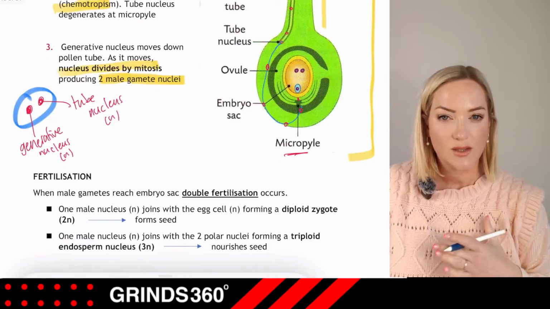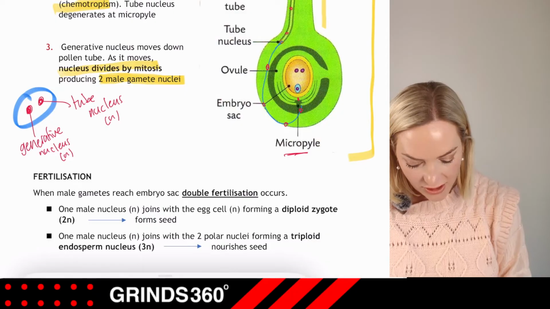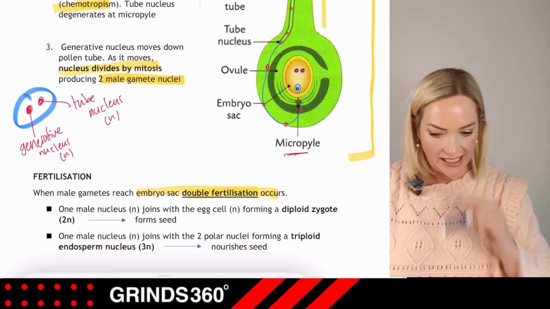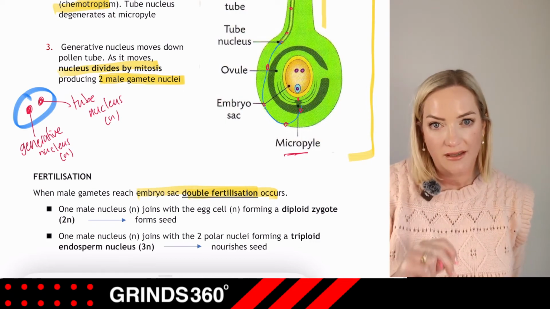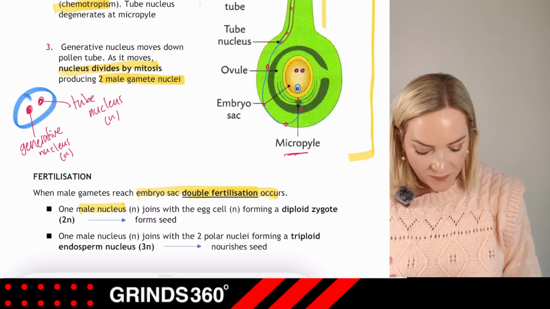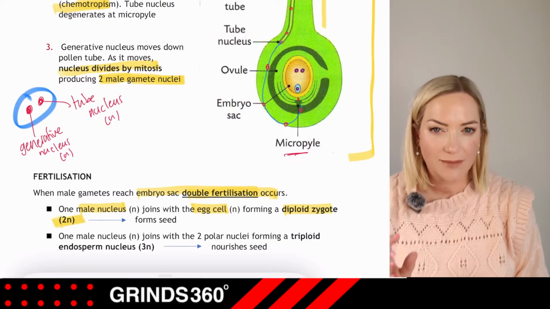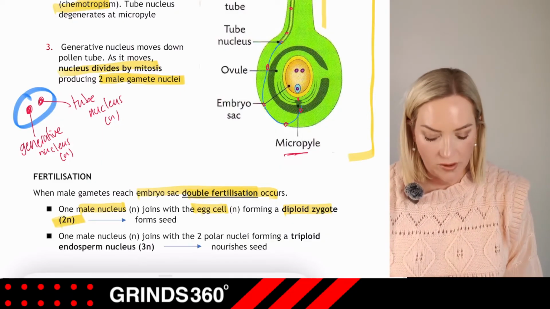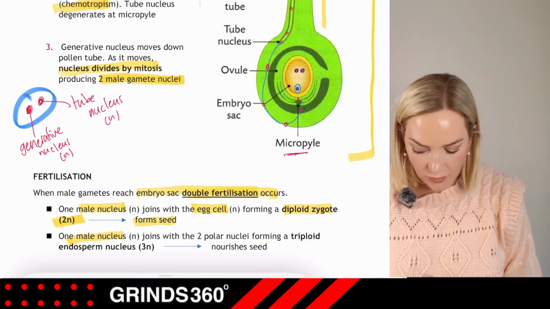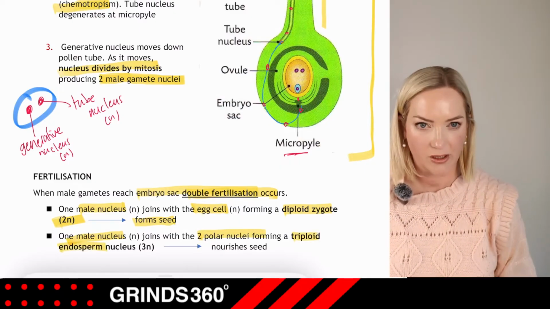Now, this is important. This is where double fertilization occurs. Double fertilization occurs within our embryo sac. What is double fertilization? Our 2 male gametes fertilize what's inside the ovule. One gamete will fuse with the egg to form our diploid zygote. That diploid zygote will eventually form the seed. The other male gamete will fuse with the two polar nuclei to become the triploid endosperm.